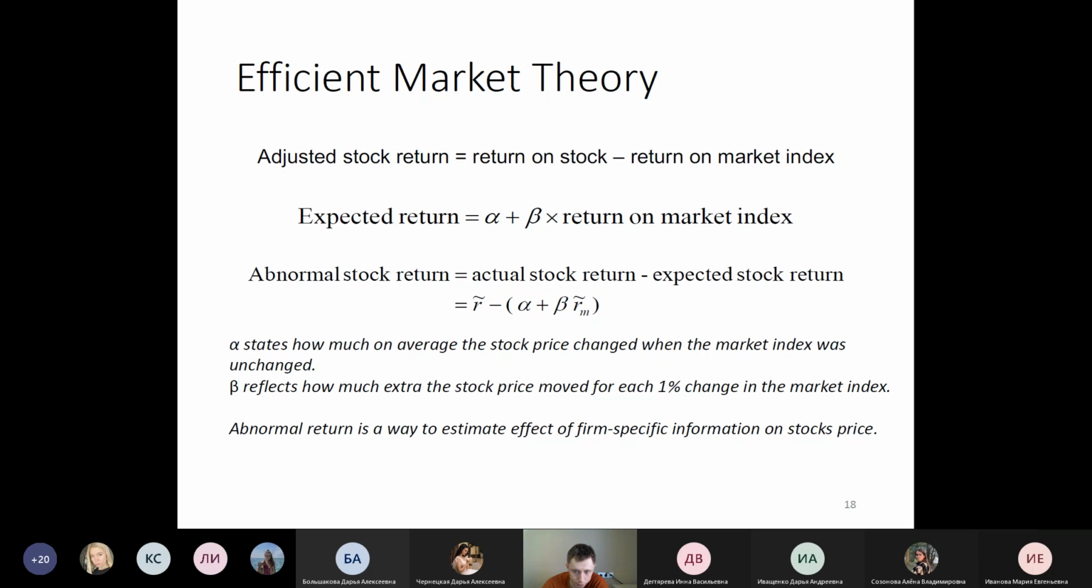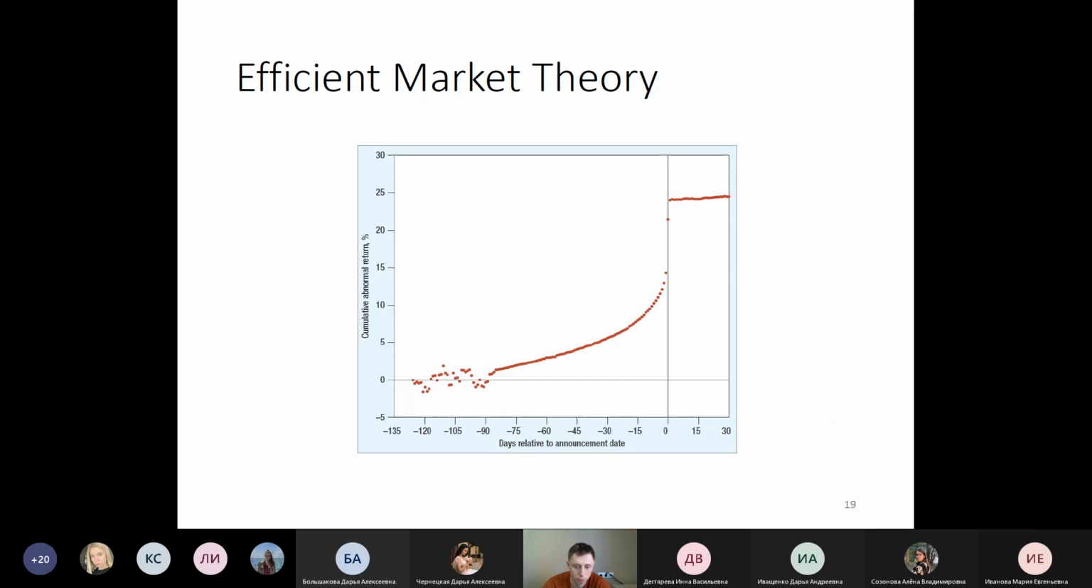And there are some ways to estimate the abnormal return. Abnormal returns are usually the results of some new information appearing, or maybe some arbitrage opportunities that some investors seize. This is the way new information can affect the price.